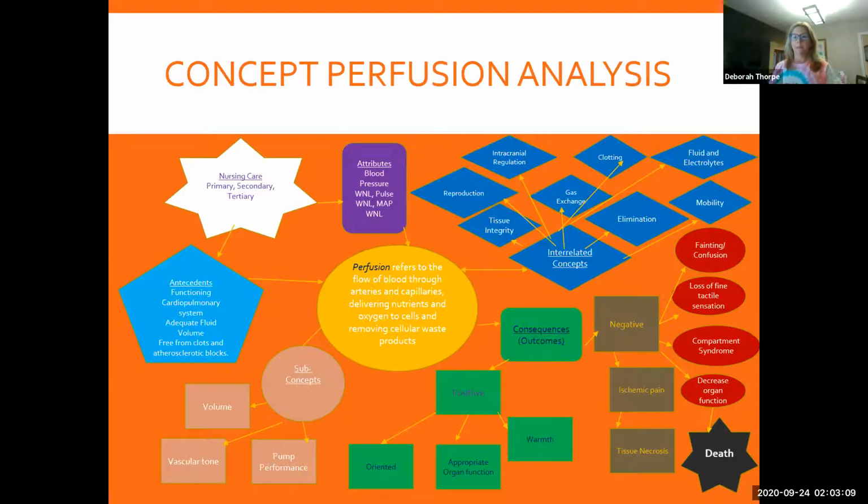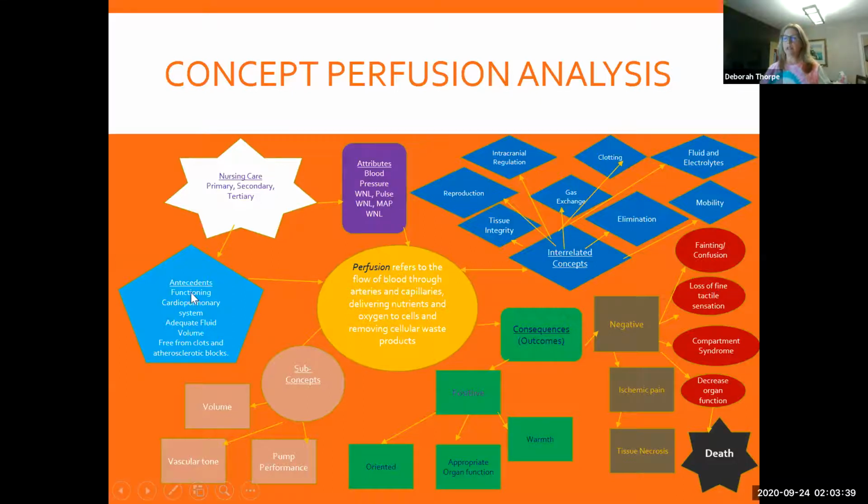And then attributes over here. These are the characteristics that define the concept. So what must be present for this concept to exist? So for perfusion, you have to have blood pressure within normal limits. You have to have a pulse within normal limits. You have to have a MAP within normal limits.